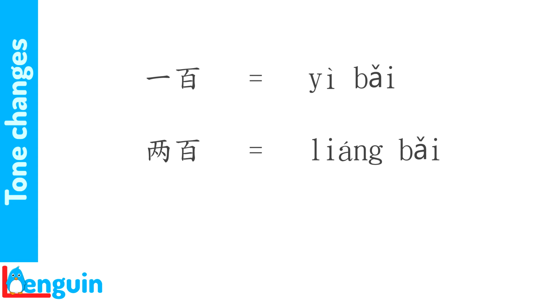Notice that the low tone of bai triggers some tone changes in the numbers which occur before it. The high tone of yi changes to falling tone, and the low tone of san changes to rising tone. How do you say 100, 200, 300?